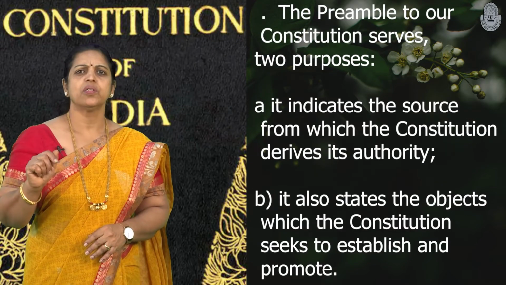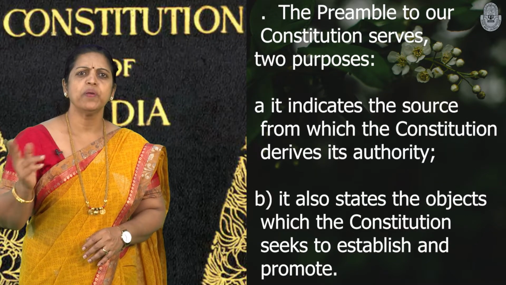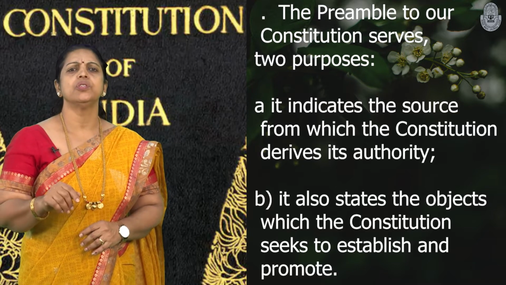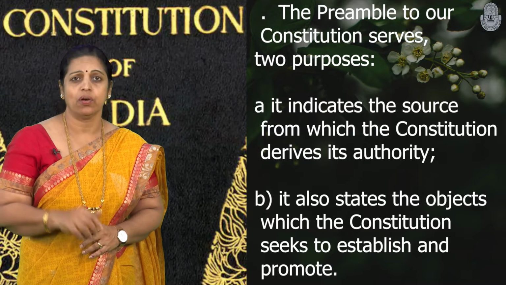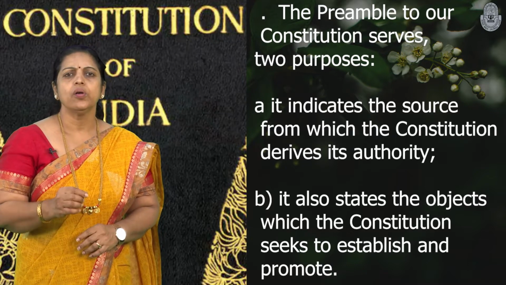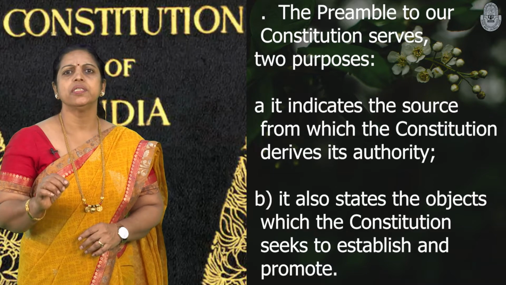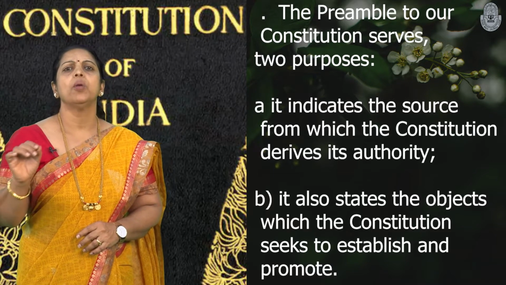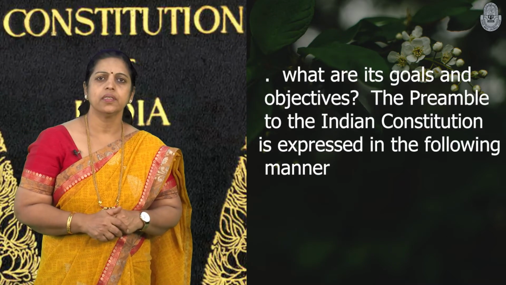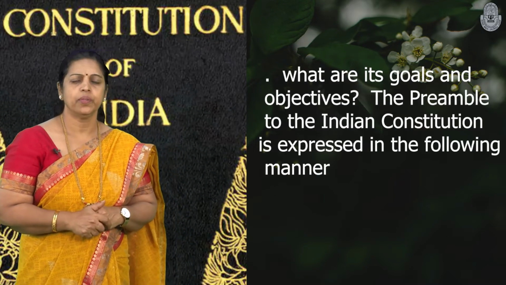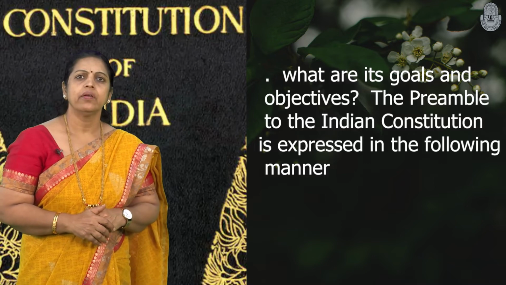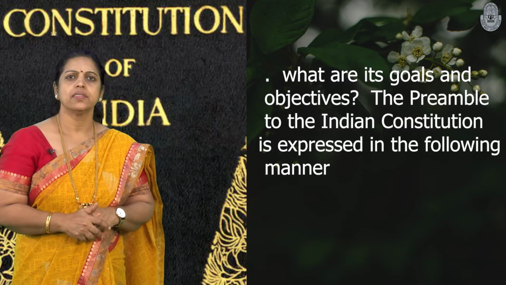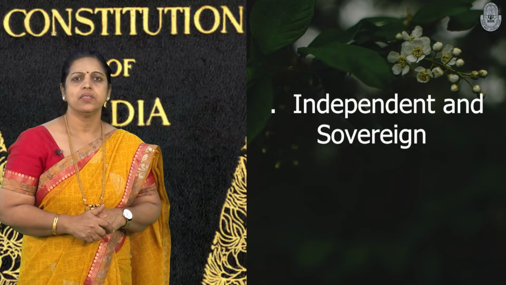The preamble of the Constitution serves two purposes. It indicates the source from which the Constitution derives its authority, and it also states the objective which the Constitution seeks to establish and promote. We are discussing the terms which are used in the preamble one by one. We have already discussed some of the terms. Now we are discussing independent and sovereign.